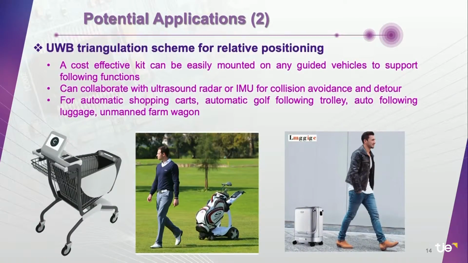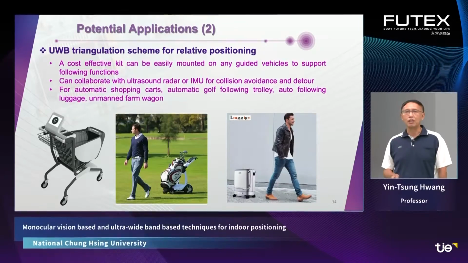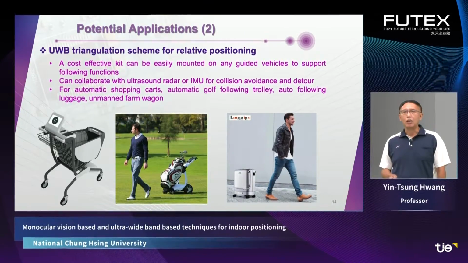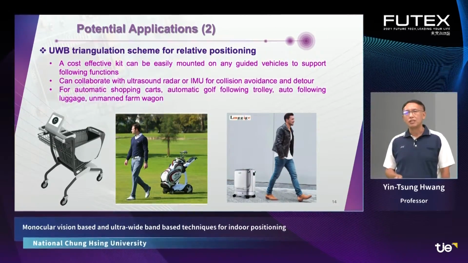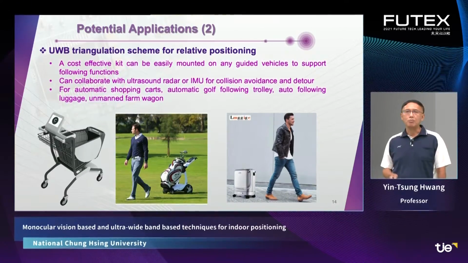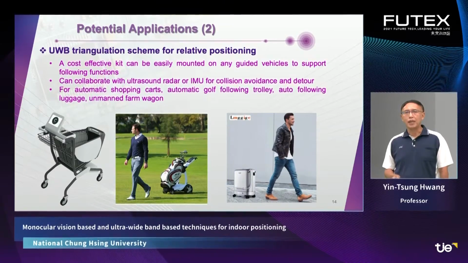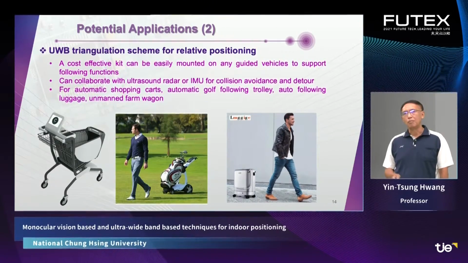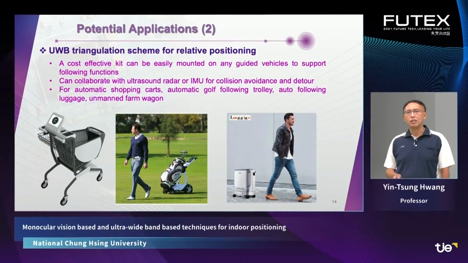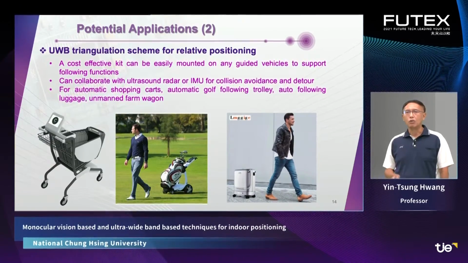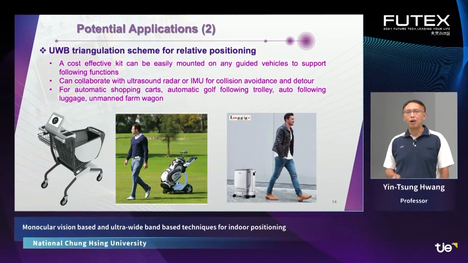The proposed ultra-wideband triangulation scheme for relative positioning is a cost-effective kit that can be easily mounted on any guided vehicle to support the following functions. It can collaborate with ultrasound radars or IMU for collision avoidance and detour. Possible applications include automatic shopping carts, automatic golf following trolleys, auto-following luggage, and unmanned farm wagons.